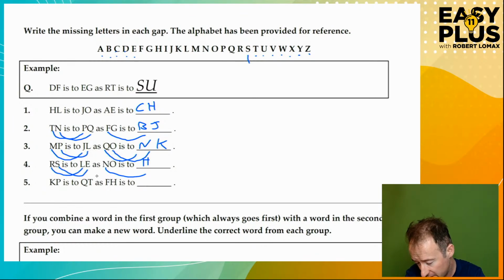So S to E is 12, so that's the same as O to 1, 2, 3, 4, 5, 6, 7, 8, 9, 10, 11, 12, A. So there's nothing to stop you counting across the end of the alphabet, or you can go in the other direction. Same difference, doesn't matter. You can go either direction, just be consistent. So RS is to LE as NO is to HA. Good.